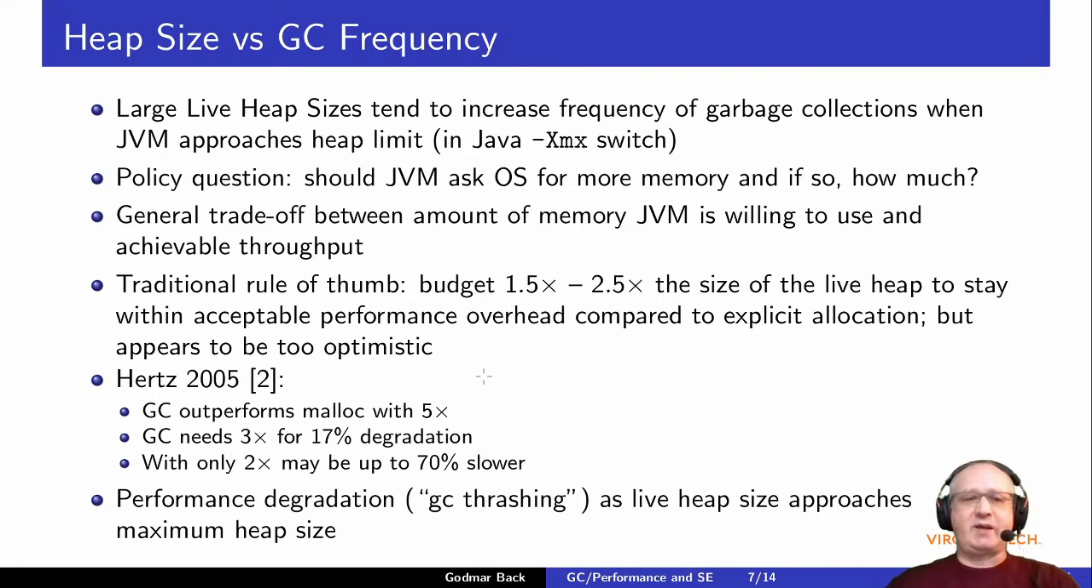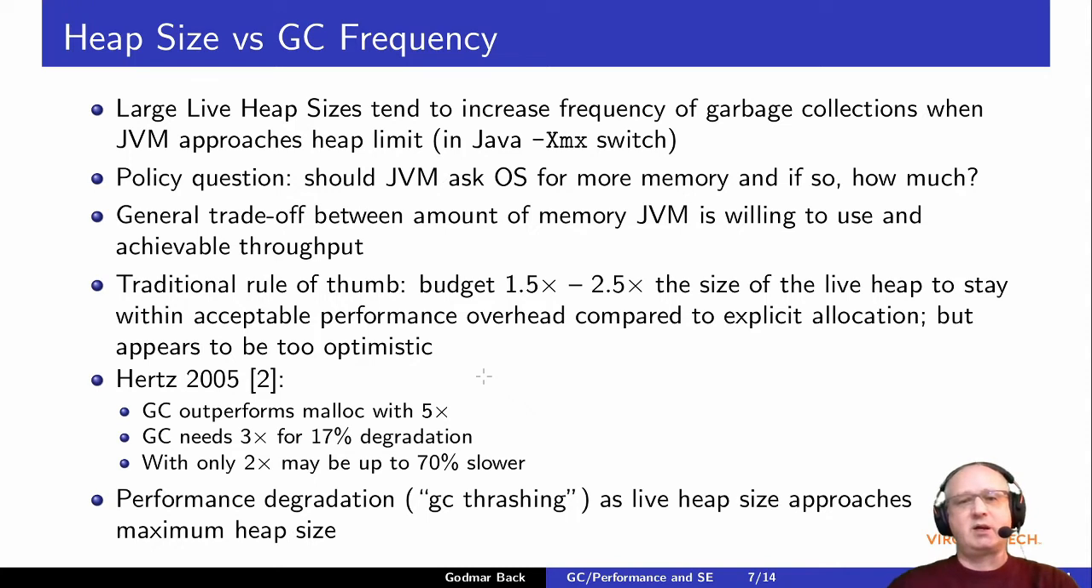So large live heap sizes tend to increase the frequency of garbage collections, particularly when the JVM approaches the heap limit. The details vary. JVMs have carefully tuned policies when they do garbage collection, and so they try to use heuristics to optimize this process, but the underlying effect is the same. There's a question. So what should that maximum heap size be? Couldn't the virtual machine just ask the operating system for more memory?